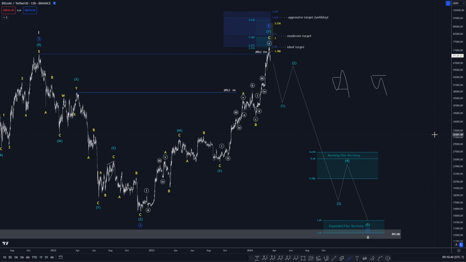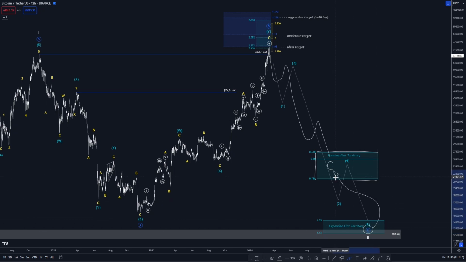Due to this being a large high time frame flat, we really have to monitor potential running flat scenarios, especially if we get something like this. If we get an impulse right into this running flat territory, this could actually be our C wave right here. And we do have to move it up. Once again, this is a very high time frame flat, so we have to be prepared for anything.